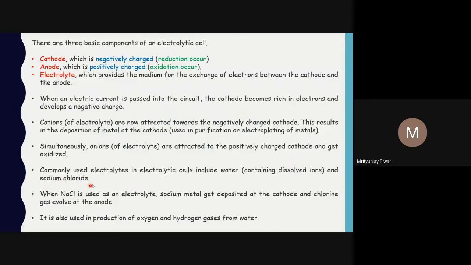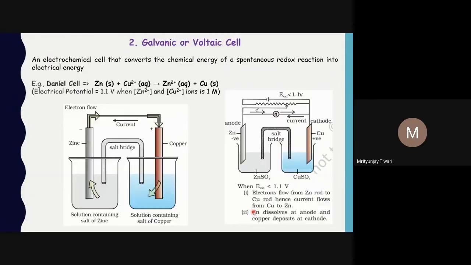And with sodium chloride, we also use it sometimes. When NaCl is used as an electrolyte, sodium metal gets deposited at the cathode and chlorine gas is evolved at the anode. It is also used in the production of oxygen and hydrogen gases from water. This is what we see.